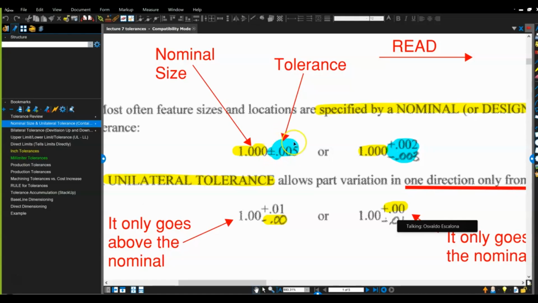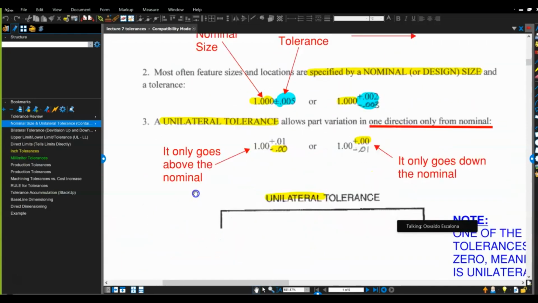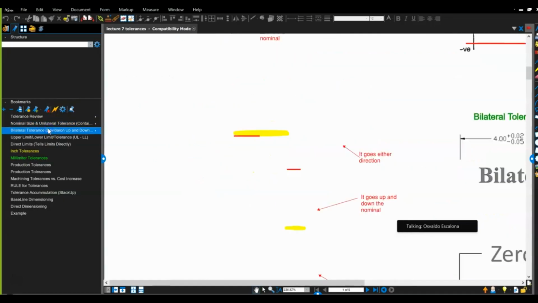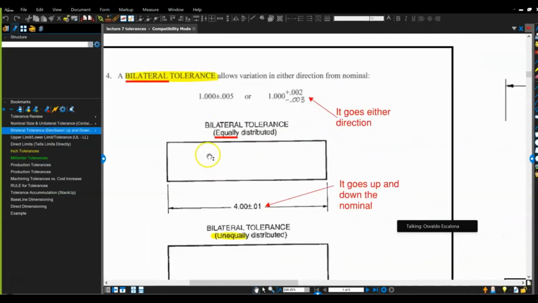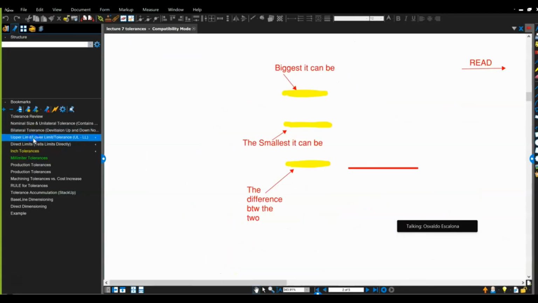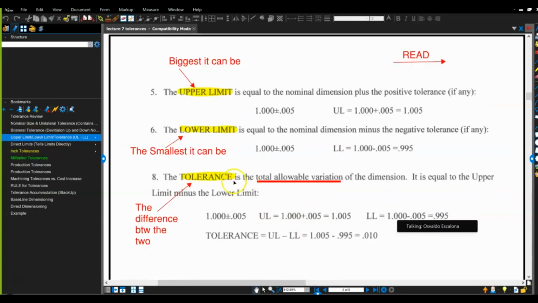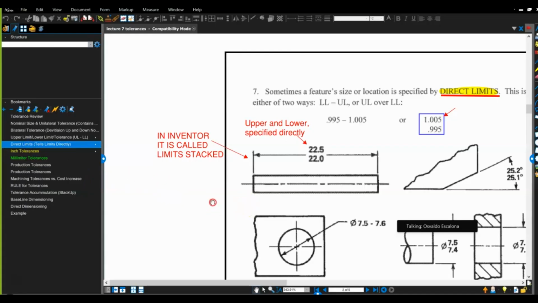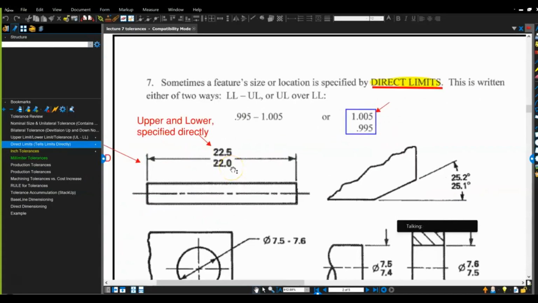What you guys will notice here, this is the equally distributed, and this one is the unequally distributed. You can have unilateral tolerance. That means you only go one direction. You can have bilateral tolerance, the one that is equally distributed, and the one that is unequally distributed. And remember, the tolerance zone is the region. So you do one minus the other. You can also call them directly, like I believe I gave you all in your examples. Instead of giving you plus and minus, it will directly tell you your upper and your lower limit.